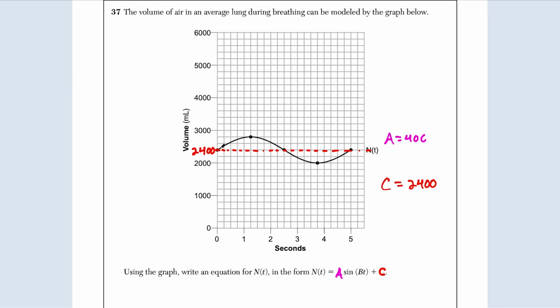And if I wanted a label here, if I go up 400, notice that brings me up to 2,800, which matches my high point here. And if I did 2,400 minus 400, it brings me to my minimum value of this graph, which is 2,000.